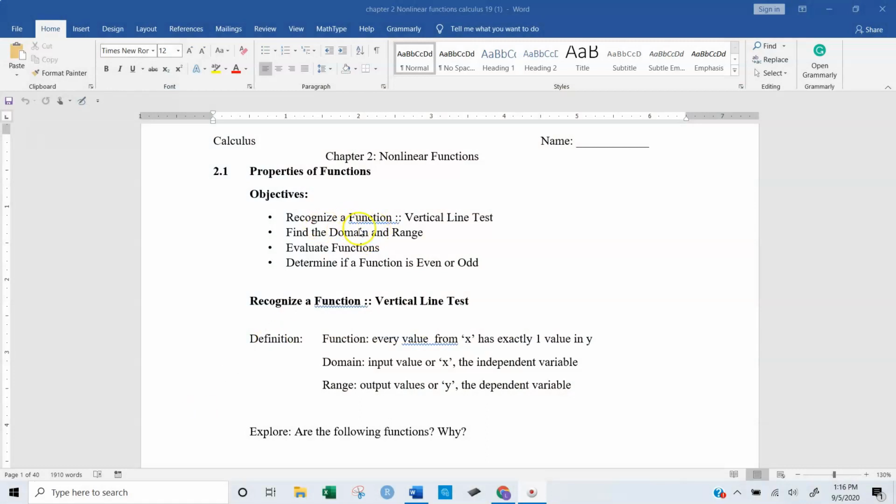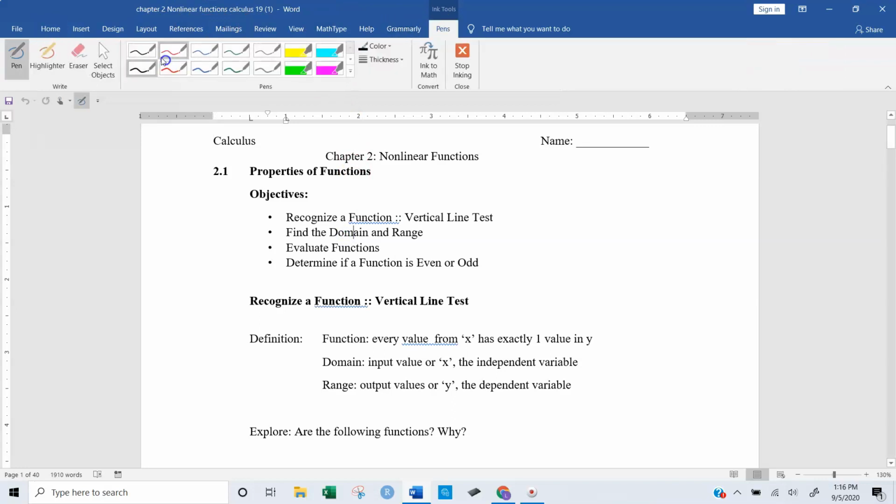All right. First, we're going to recognize the function with a vertical line test. Remember, that's when if the vertical line hits the relation in only one place, then it is a function. Domain and the range: remember the domain is the x and the range is the y. So domain is x, range is y.